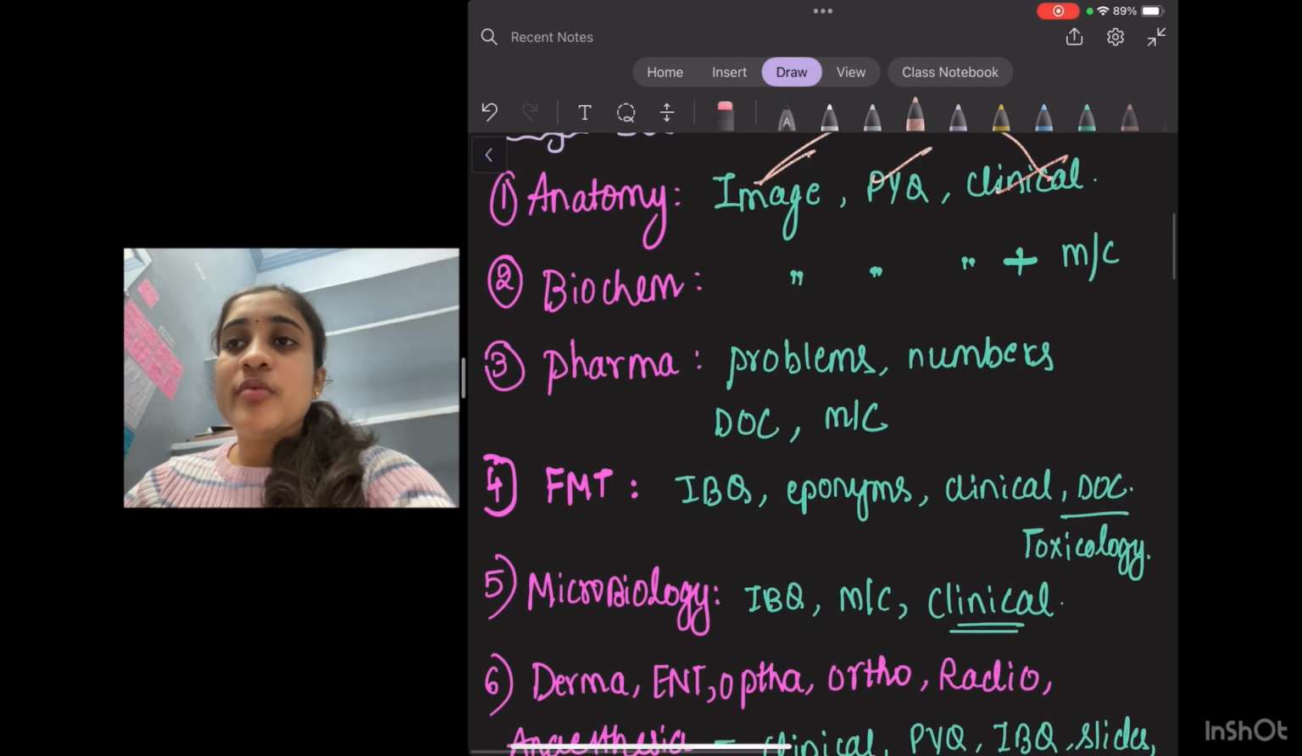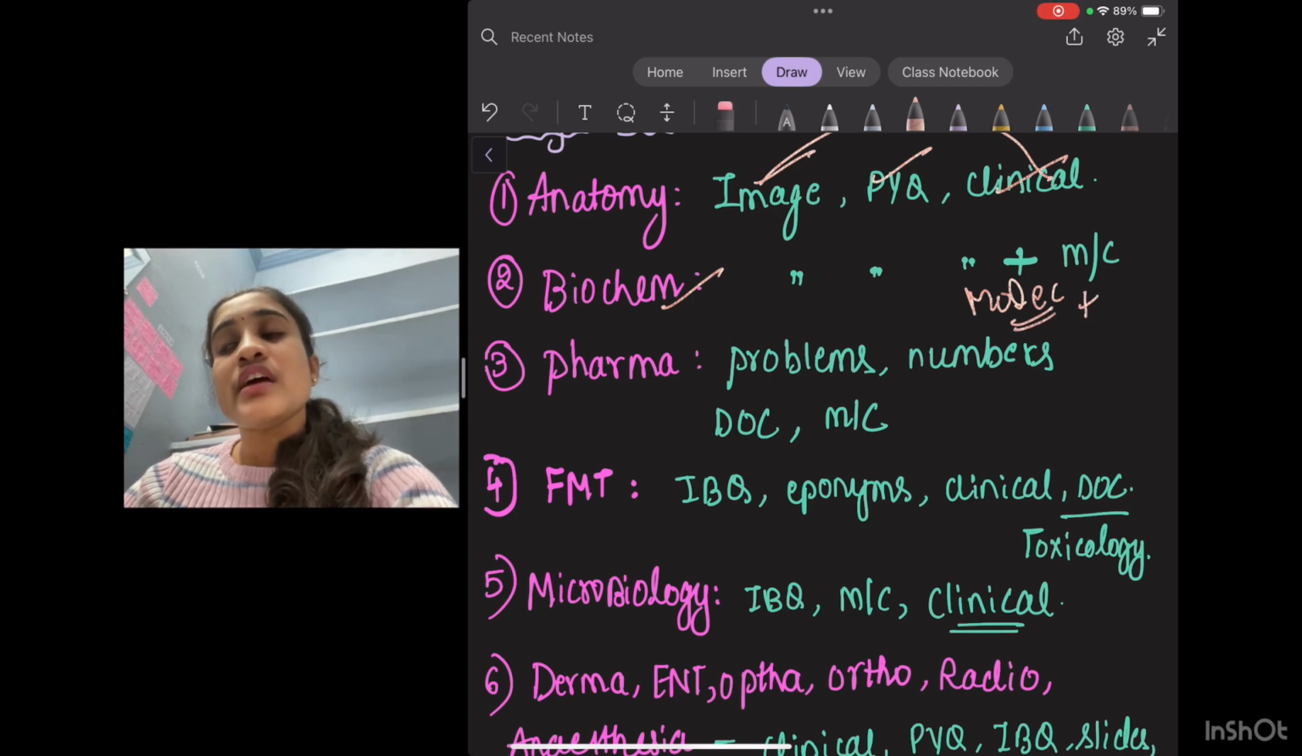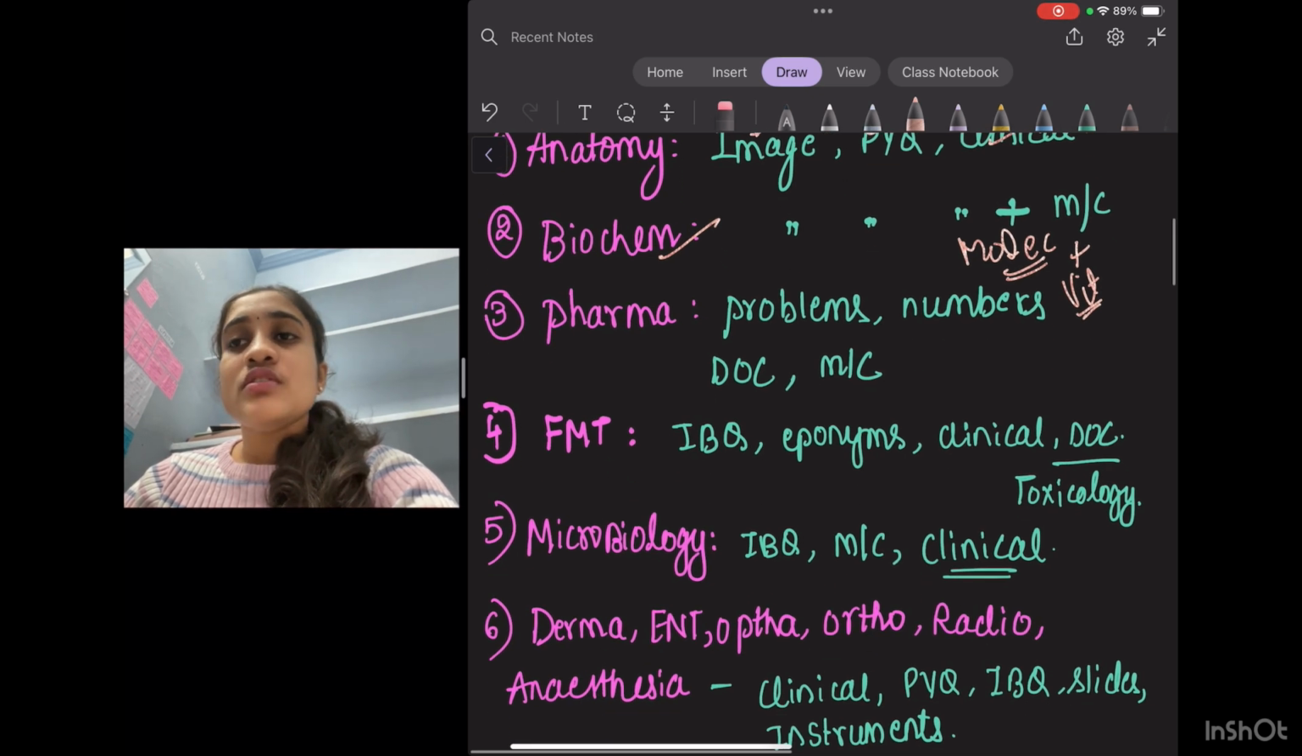Then coming to biochemistry, also same, images. Images are less commonly asked. They most commonly include molecular biology, specifically for INICET. Molecular biology and vitamins are most commonly asked in INICET. Also in biochemistry, Zellweger syndrome, beta oxidation, these are most commonly asked. So try solving those.